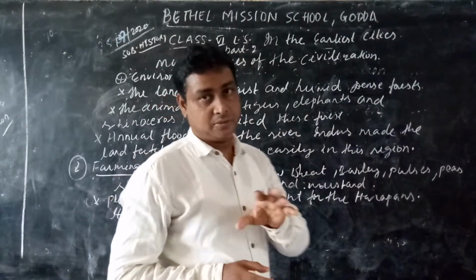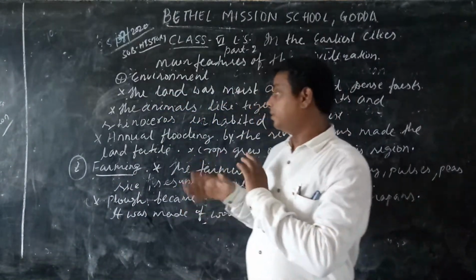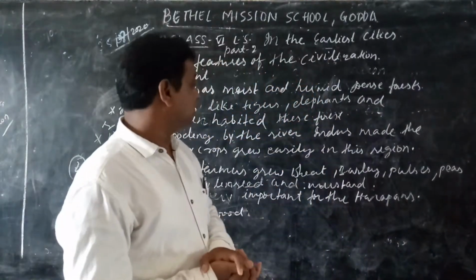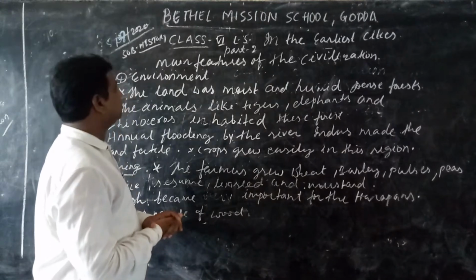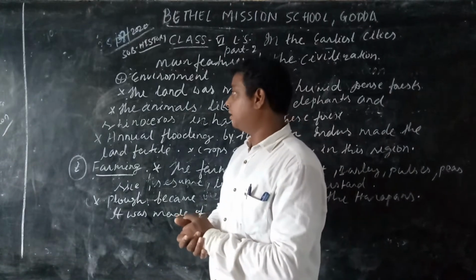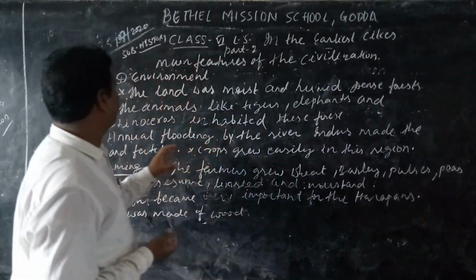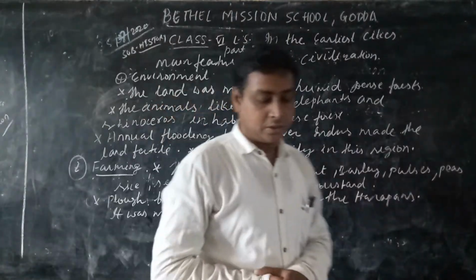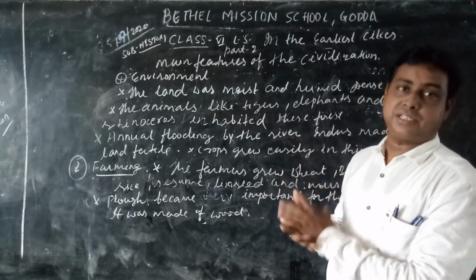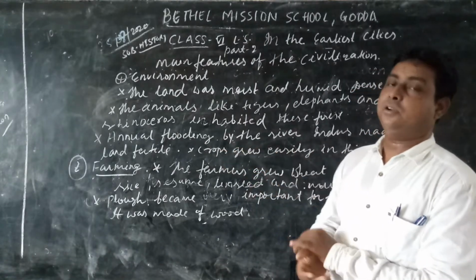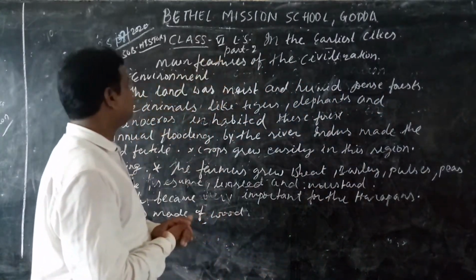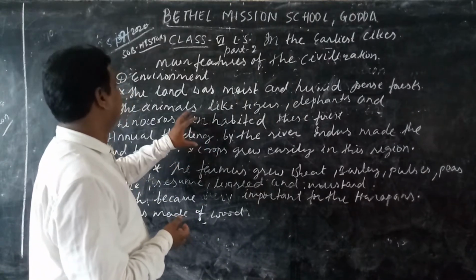In the previous part, part 1, we studied about civilization and major centers of civilization, and also about the earliest cities. Dear students, here we will learn about the main features of civilization. At first, the first point is environment. In this chapter we are learning about Mohenjo-daro and Harappan cities, how they were planned, and what the features of these cities were.